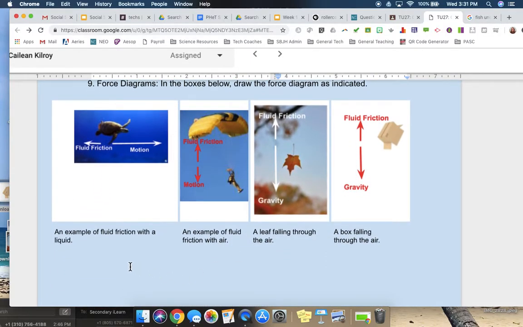Here are some more examples. An example of fluid friction with a liquid. We've got the sea turtle moving to the right and fluid friction acting against its motion. Examples of fluid friction with the air are the parachuter, the leaf falling through the air, and a box falling through the air. Notice the size of these arrows. The larger the arrow, that's the direction it's going. So if you look at the leaf one, gravity is pulling it down and it has a greater arrow than the fluid friction against it. So even though fluid friction is acting upwards on the leaf, it's being pulled downwards because the force of gravity is greater.